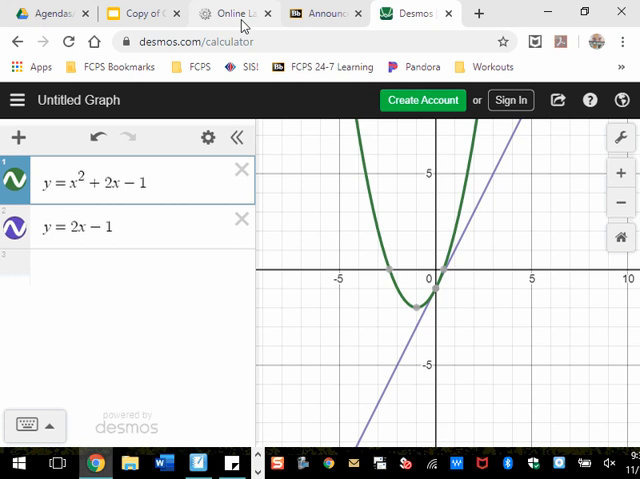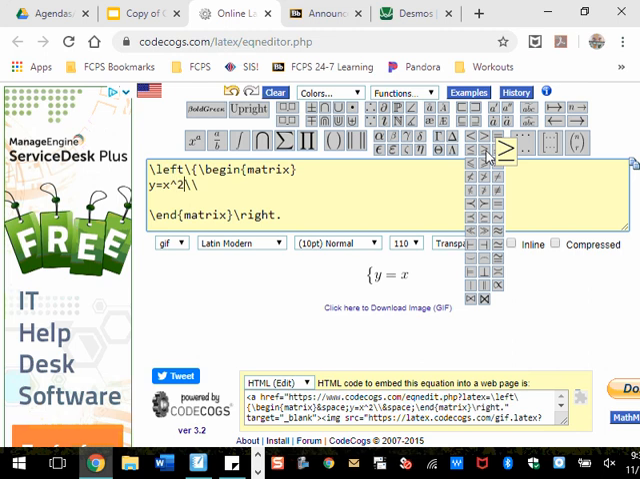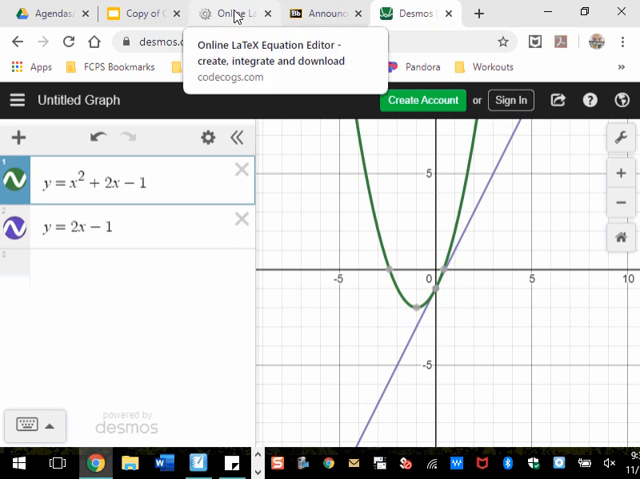So my first equation was y equals x squared. Again, if you hit Shift 6, it gives you the caret. What was the rest of it? Plus 2x minus 1. That was my first equation. That was my quadratic one from Desmos.